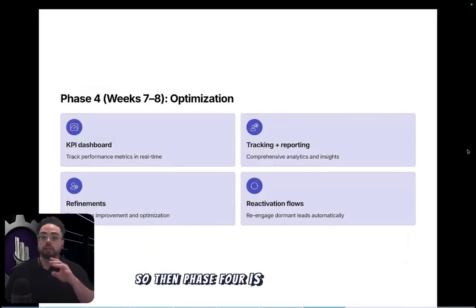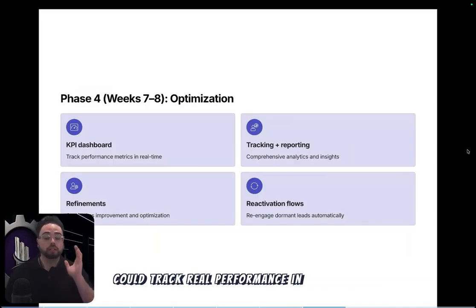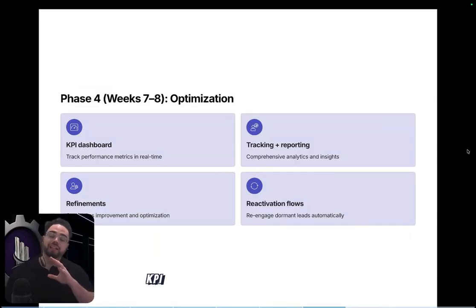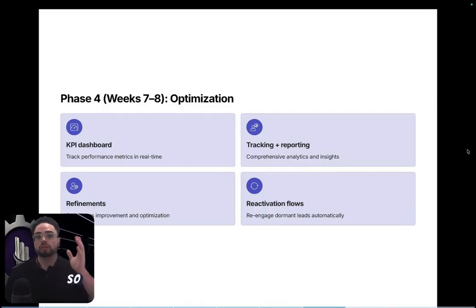So then phase 4 is optimization. We're going to give you a KPI dashboard so you can track real performance in real time. KPI stands for key performance indicators, stuff like how many people show up, don't, etc. Right? So then we're going to turn on your tracking and reporting. We refine anything leaking or underperforming. That's why stats are really important. And then we activate your reactivation flows to bring back old leads.